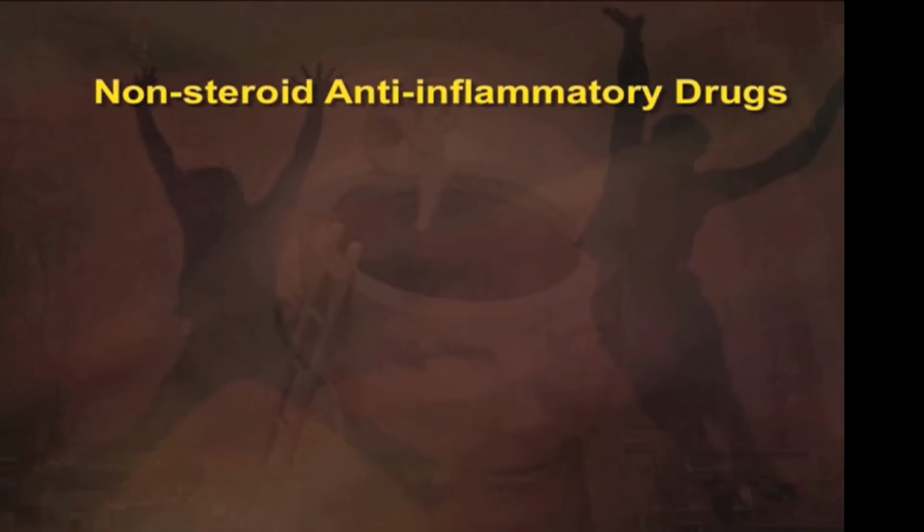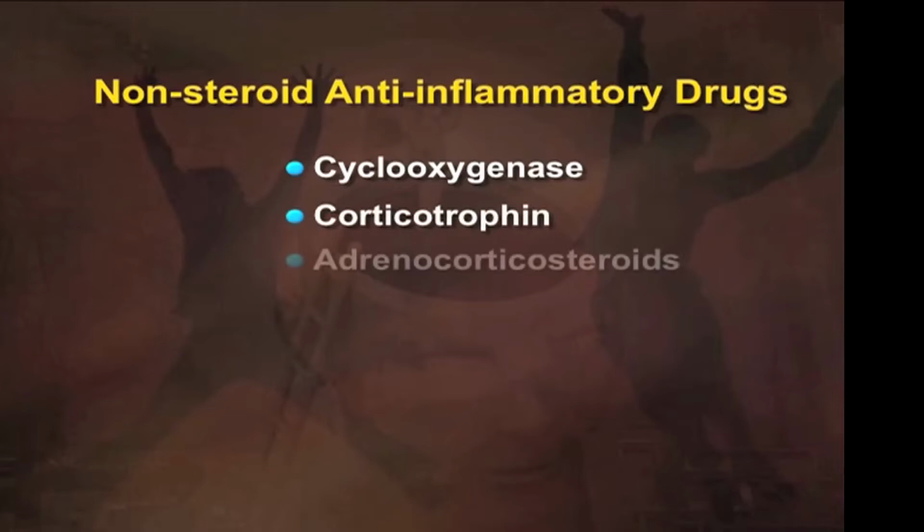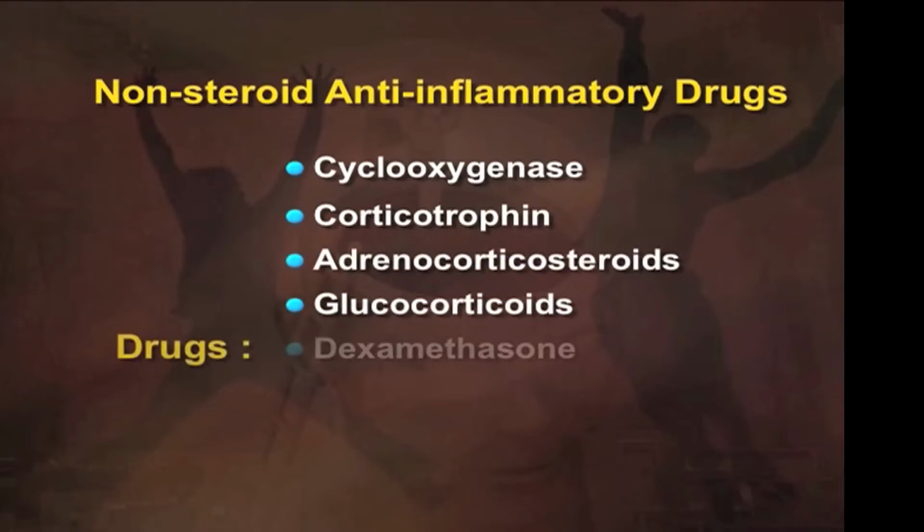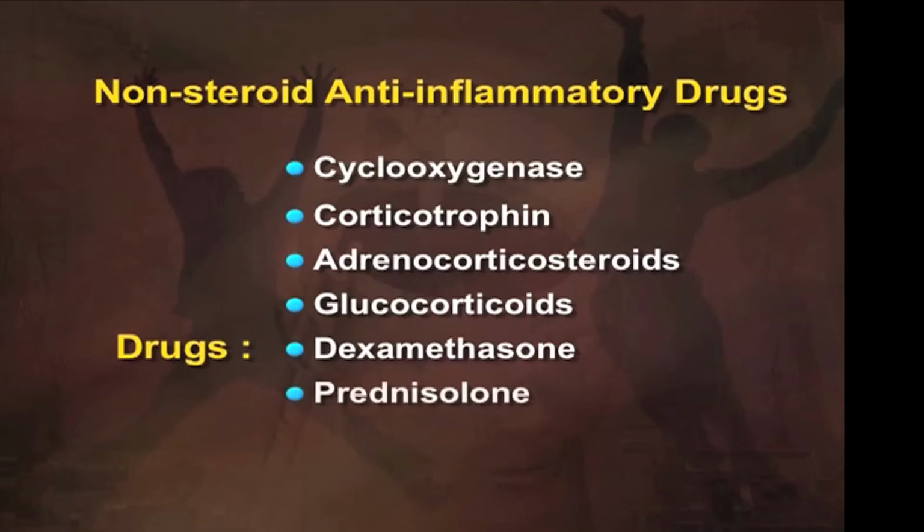These are drugs. Drugs, especially non-steroid anti-inflammatory drugs that inhibit cyclooxygenase, also corticotrophin, adrenocorticoids, and most glucocorticoids. Drugs such as dexamethasone and prednisolone include these properties, and an intake of these drugs, especially in high quantities, can lead either to a development or an aggravation of peptic ulceration.